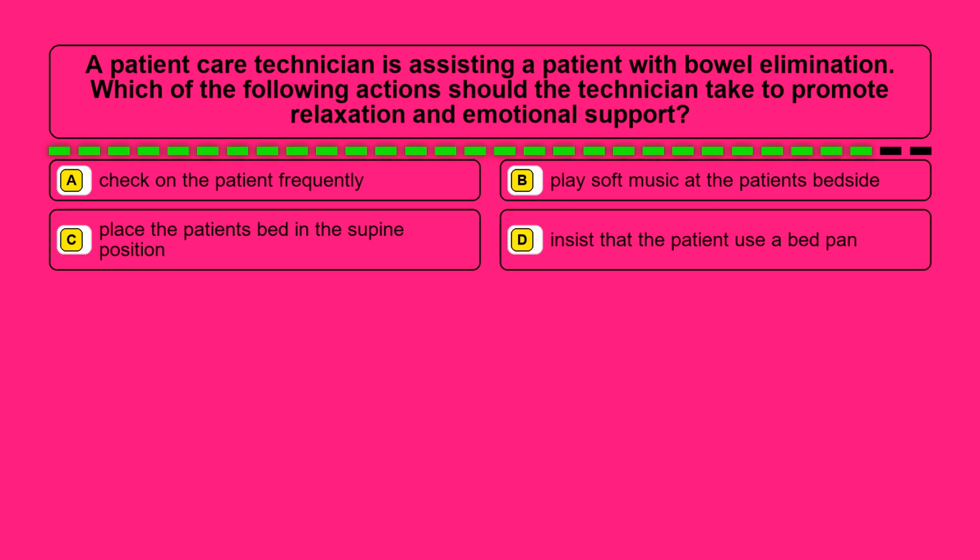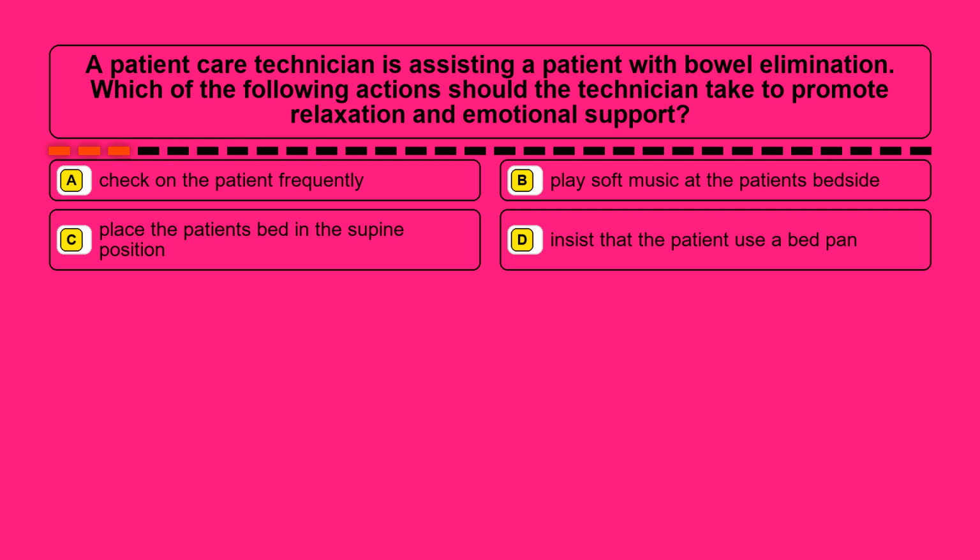Question 49. A patient care technician is assisting a patient with bowel elimination. Which of the following actions should the technician take to promote relaxation and emotional support? Option A. Check on the patient frequently. Option B. Play soft music at the patient's bedside. Option C. Place the patient's bed in the supine position. Option D. Insist that the patient use a bedpan.